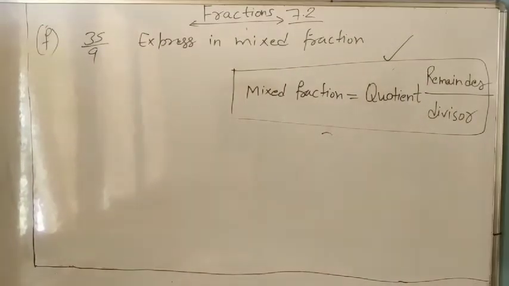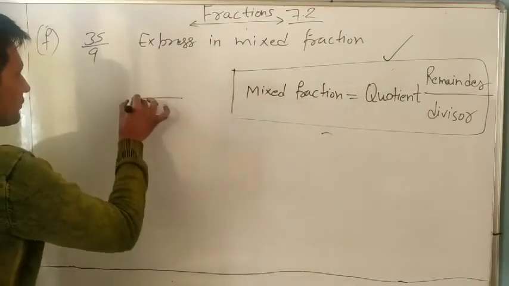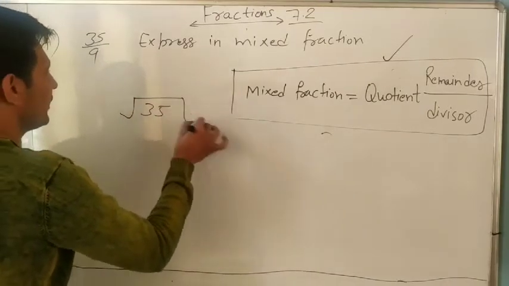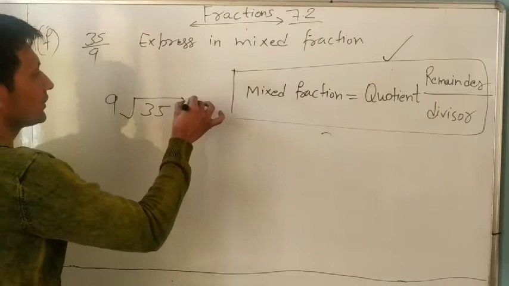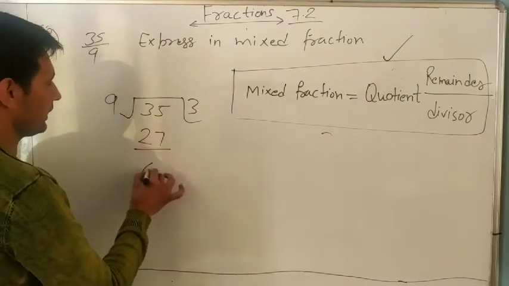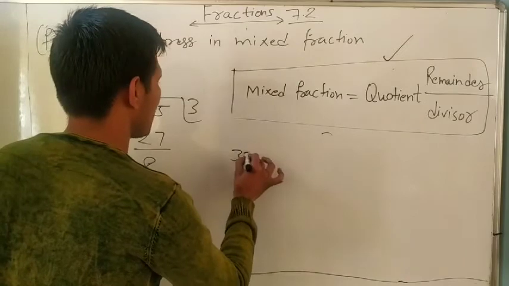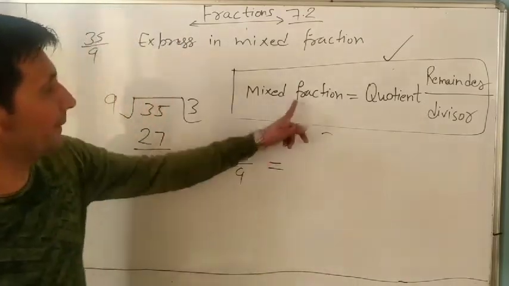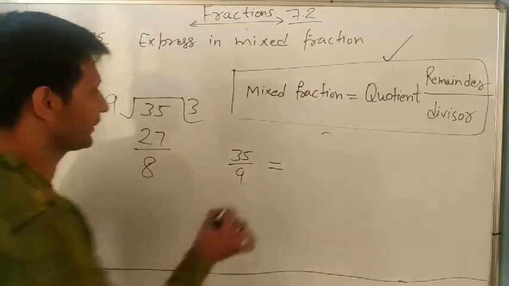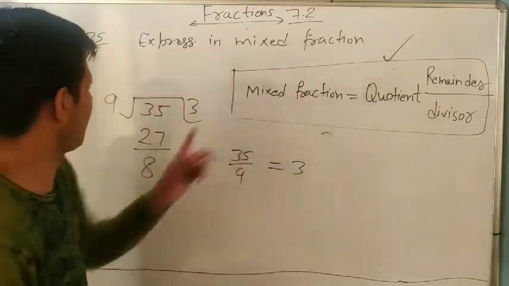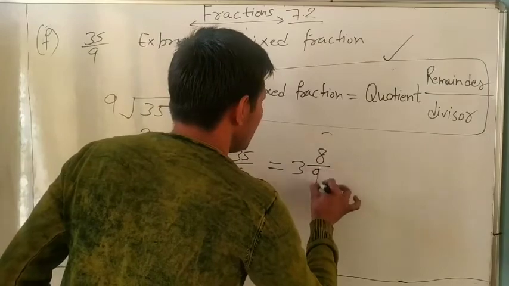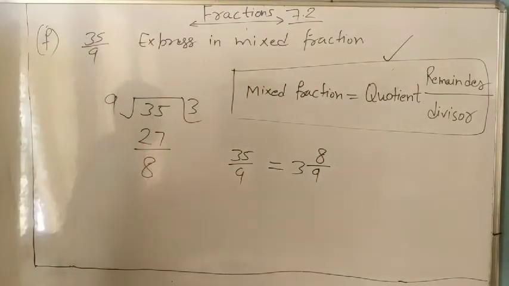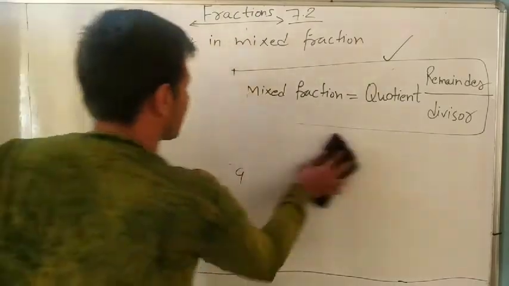35/9. Represent in mixed fraction. How will you represent? So 35 divided by 9. 9 threes are 27. How much remains? 8. So we can write 35 divided by 9 equal to mixed fraction. What is the quotient? 3, and remainder is 8 divided by 9. Understand? So note it down and do it. Now next is the second question.